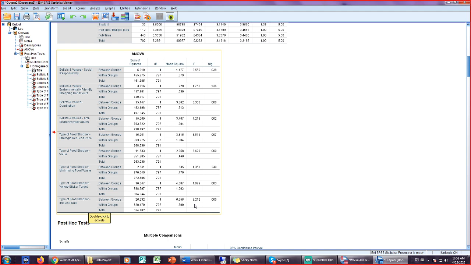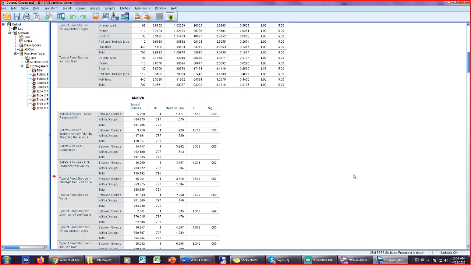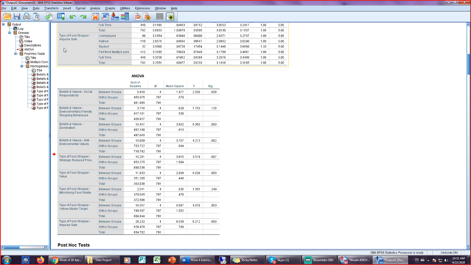So let's see if we can make any comparisons based on employment status for people who impulse buy food on sale. So basically what this was asking them, when you go into a store, if you happen to see something on sale, do you buy it just because it's on sale? A lot of us shop this way, by the way. But apparently it significantly varies depending on your employment status. So let's take a peek at the descriptive statistics, which are right here.